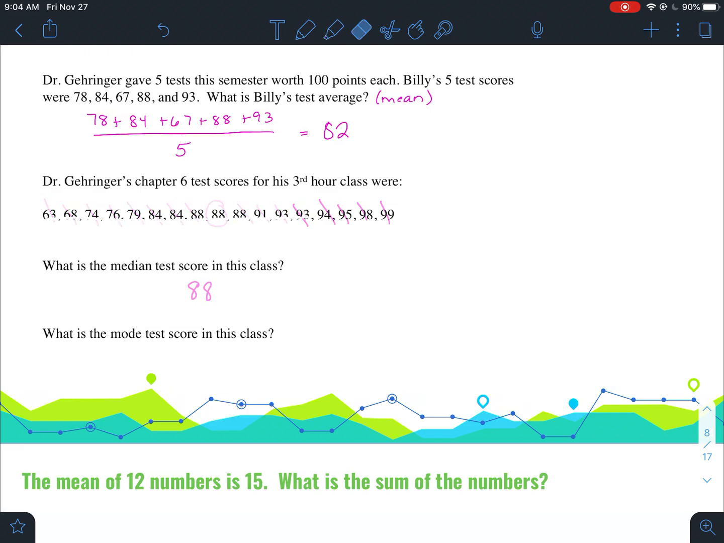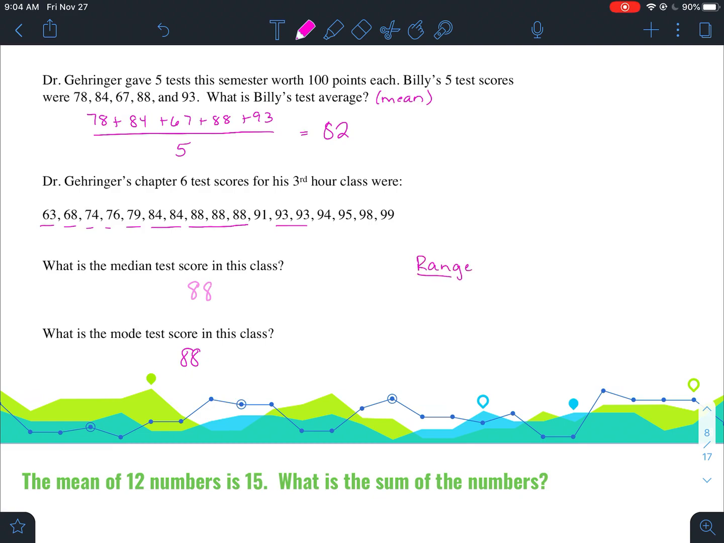What's the mode? Well, the mode is the most repeated number up there. 63 wasn't repeated, 68 wasn't repeated, 74, 76, 79, 84 is repeated twice, 88 is repeated 3 times, 91 is not repeated, 93 is repeated twice. So 88 is also the mode because it was the most repeated test score in the class.